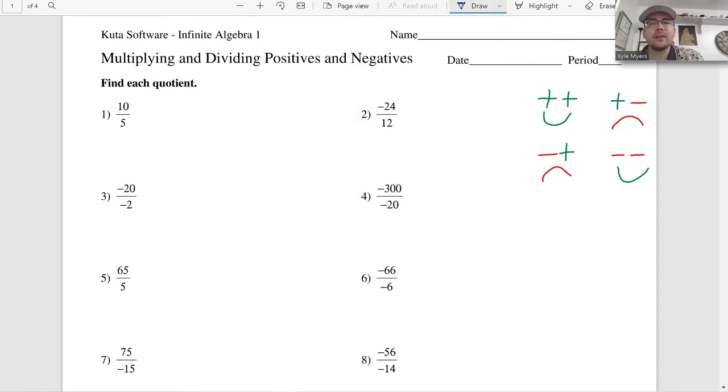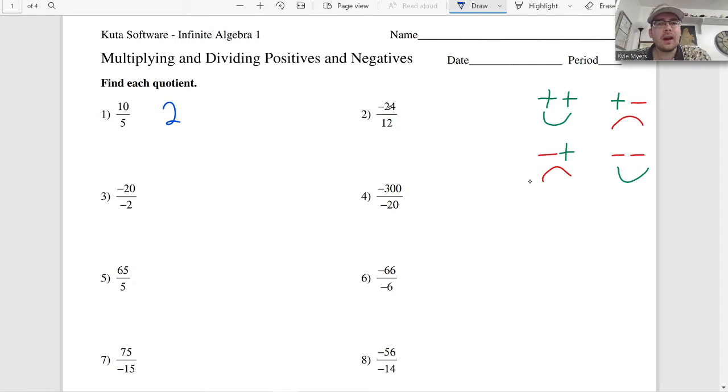Start off with some blue here. 10 divided by 5. I don't have to worry about that. There's no negatives, so my answer is going to be positive. 10 divided by 5 is 2. Done. And then what you do here is you can either start with the negative if there is one, or you can just divide the numbers first and then deal with the negative. I would probably deal with the negative sign first and then just divide the numbers.